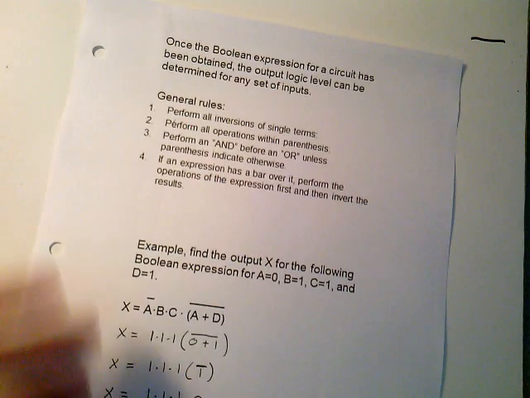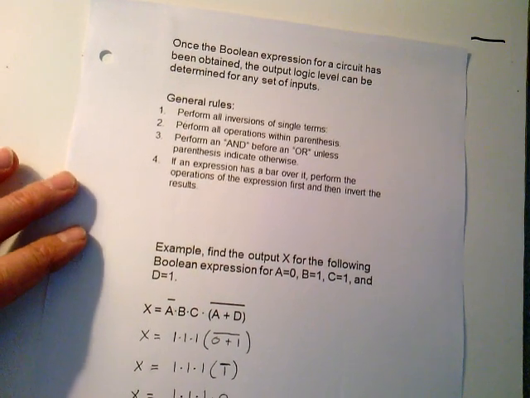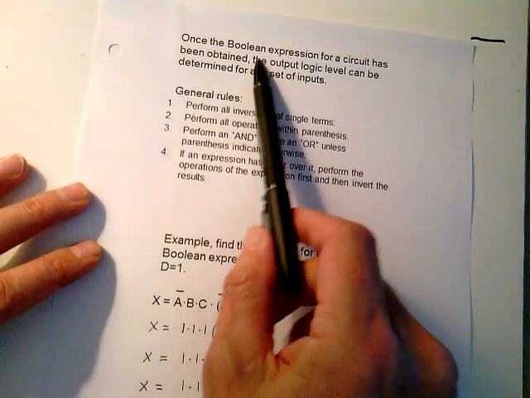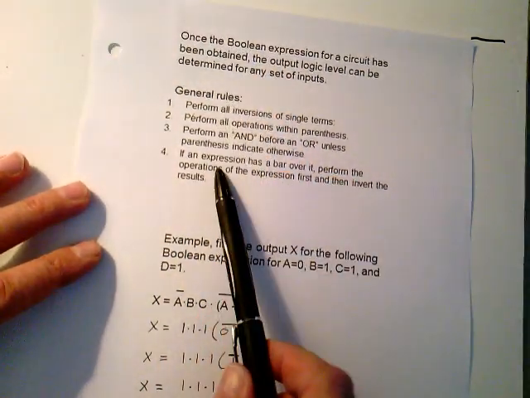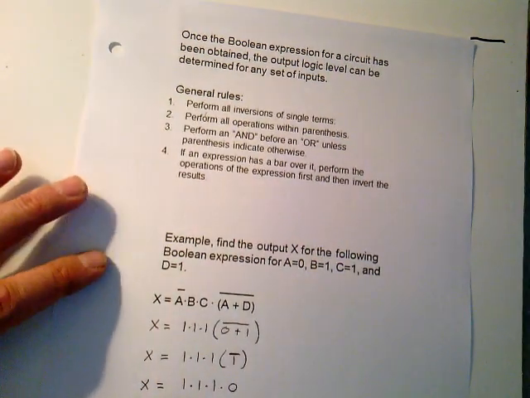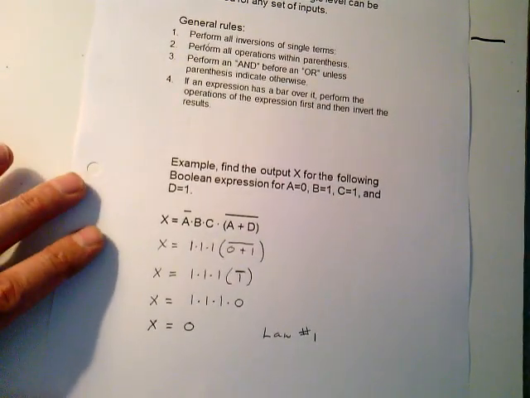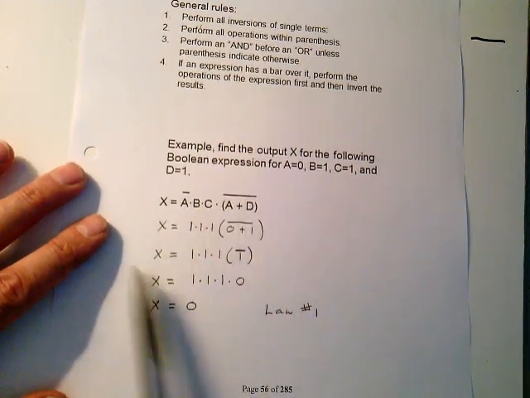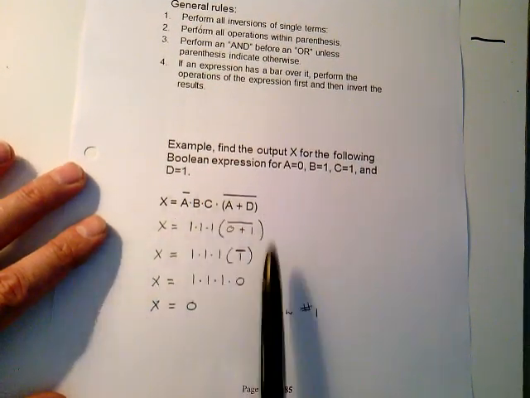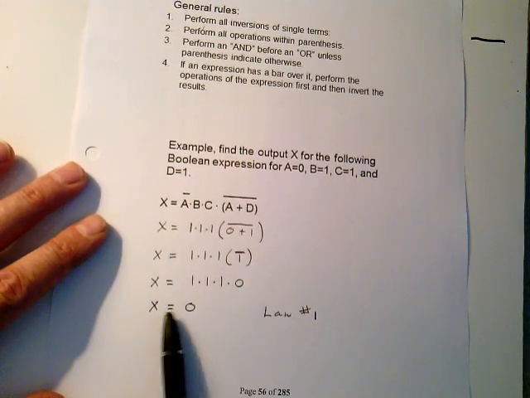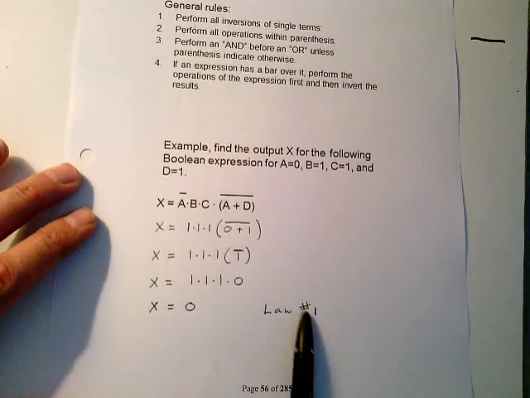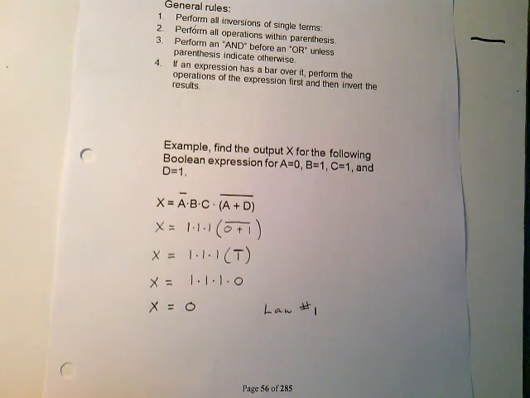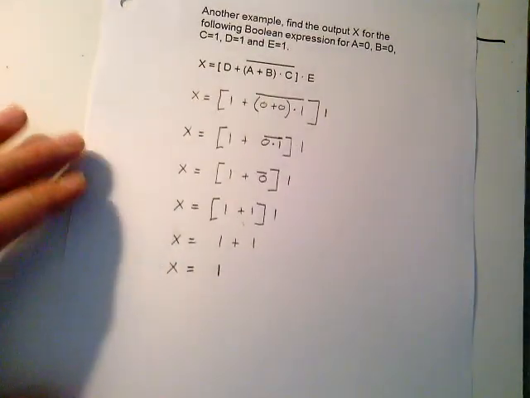Page 56. A little bit of generic rules. You can read them over very carefully. And then here's an example. Here's the answer. You can stop the video and see if you can get the same thing I got down here through Law 1. Page 57, another example. Try it. Here's the answer.